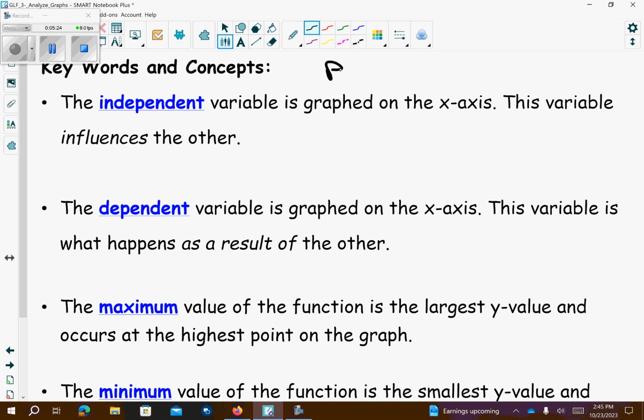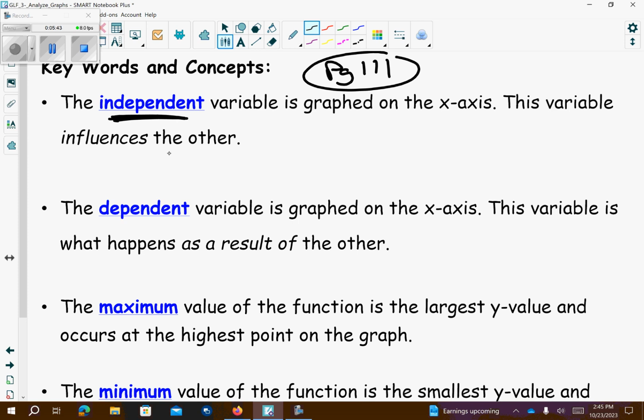Okay, so go ahead and find page 111 in your book. The very first word, this says the blank variable is graphed on the x-axis. This variable influences the other. So you're going to fill in independent. The independent variable is graphed on the x-axis.